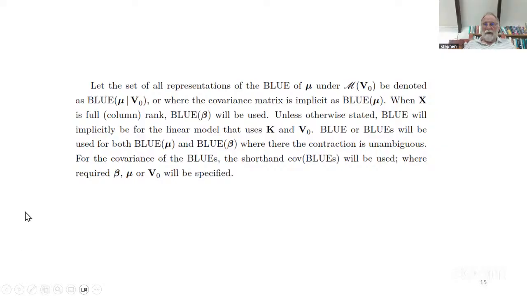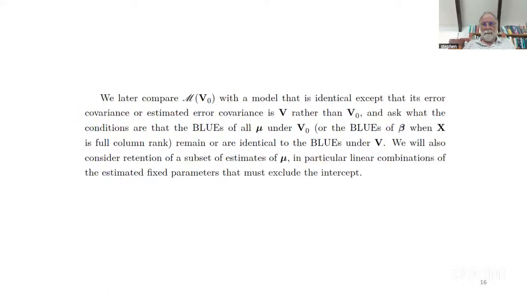So we're going to denote, this is just notation again, we've got BLUE of mu given V naught, and we've got the BLUE of beta. I'm usually going to suppress V naught because that's the thing that's got the BLUEs. That's what we'd really like. It'll be the one using the actual G or K, which we don't know. So it'll be implicitly the linear model with K and V naught. And I'll just use BLUE or BLUEs as a shorthand where I hope there's no confusion.